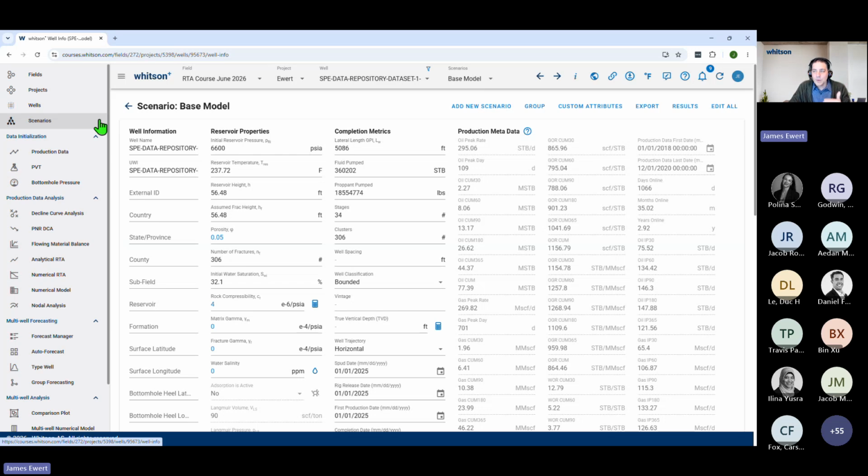Now, in the scenarios module, we can see we have a lot of information available to us. On the right-hand side is all the metadata. This is stuff that people asked us just to kind of have available. They want to glance at it, they want to see it. But my eyes go more to the left-hand side of the screen. This is what I really care about.